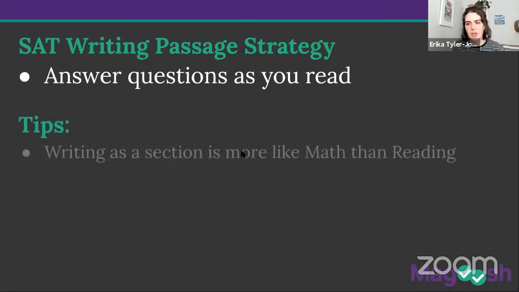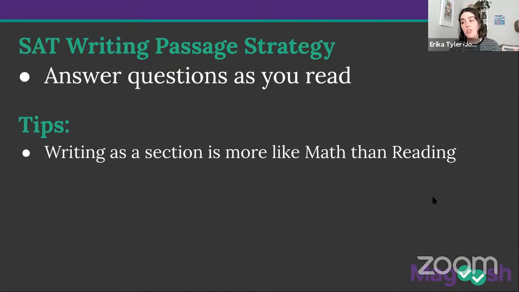So, tips here. Writing as a section is a lot more like math than reading. With math, we have a limited subset of information. We know that everything we need is in the question. Kind of the same thing here. We know that it's in the underlined portion or in the area surrounding that underlined portion. We don't have to go hunting for things like we do in reading, where we go, where is that information?